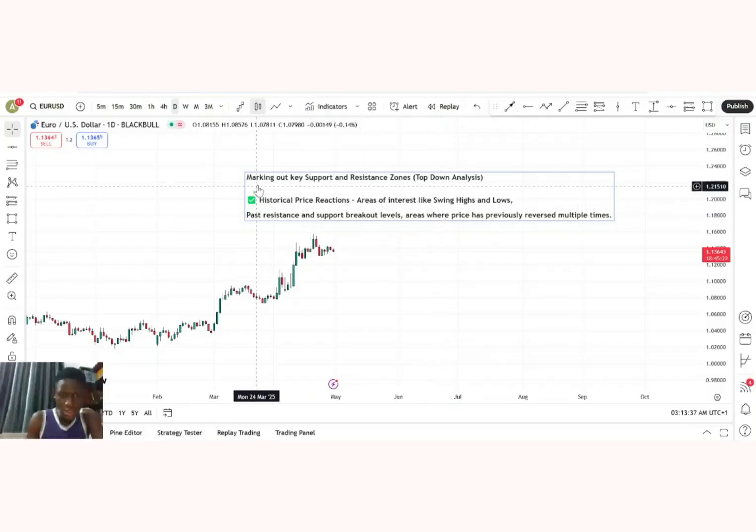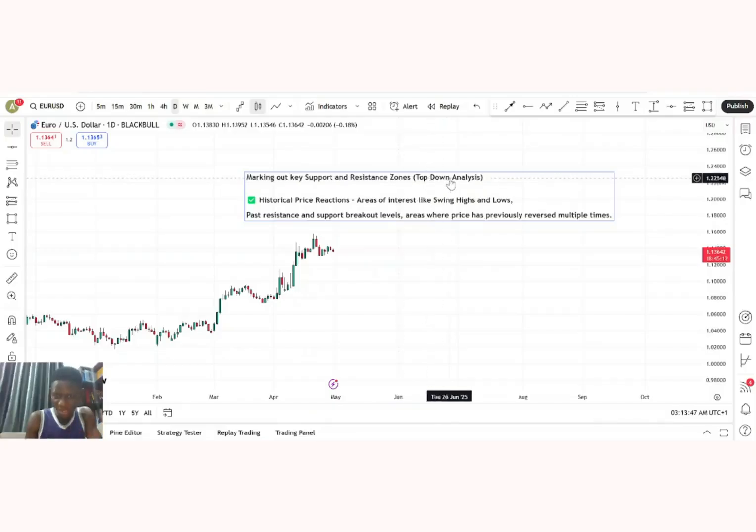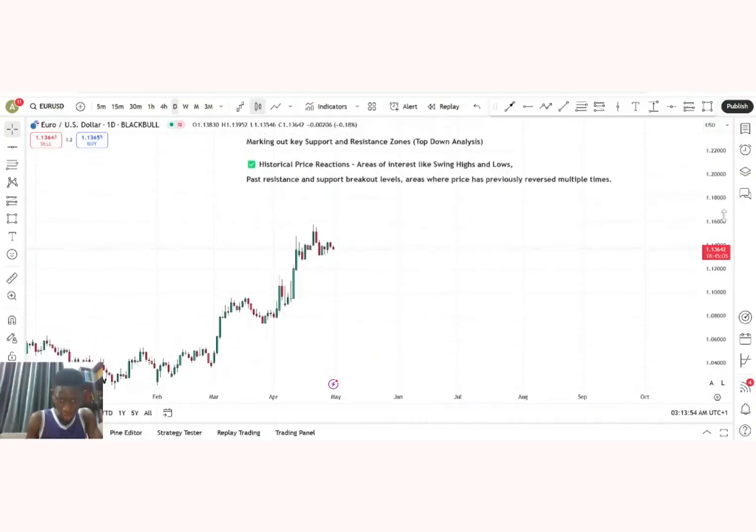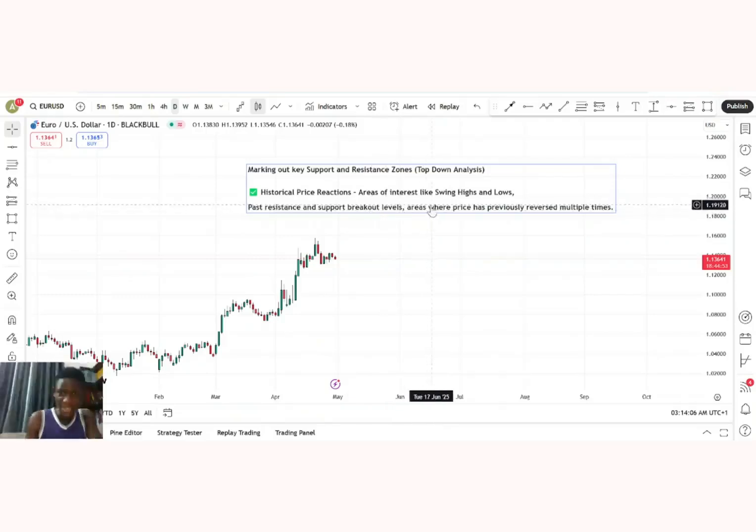And so now what are we doing? In today's video, we are learning how to mark out key support and resistance zones, and I call this the top down analysis. Pay attention to this, make sure you are relaxed and you want to watch this video to the very end. All right, so now how do we mark out these levels? First we look at areas of interest like swing highs and swing lows, and areas where price has previously reversed multiple times. So we look at historical price reaction.